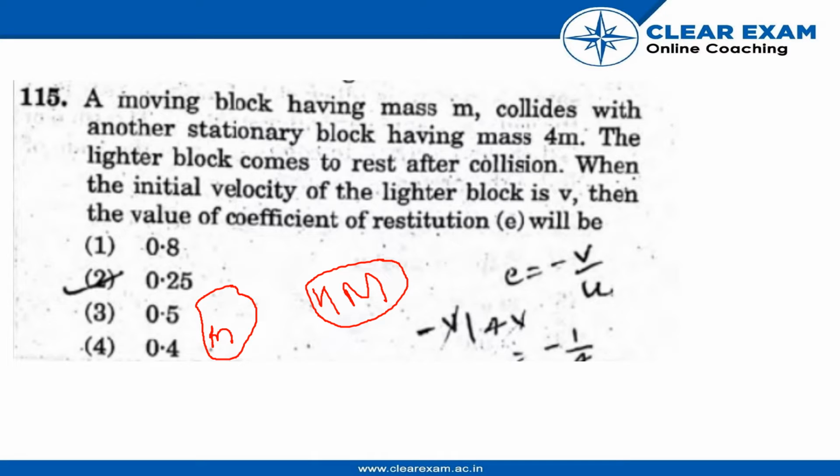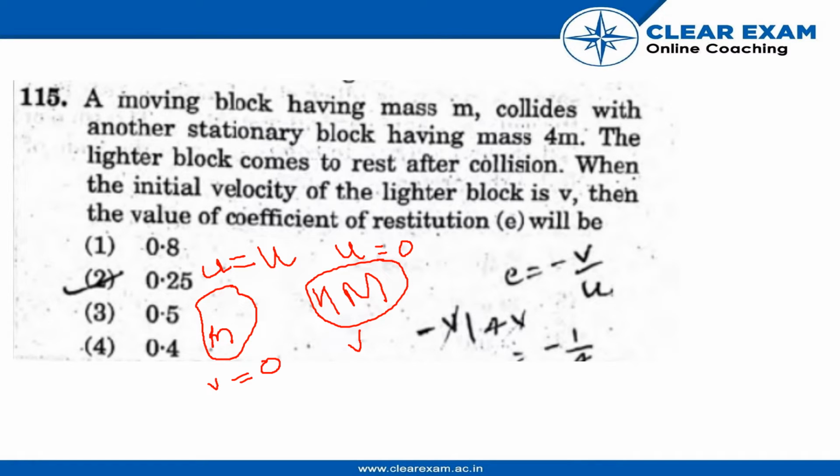Now the initial velocity for the small mass is u itself, and the final velocity is equal to 0, because the lighter block is coming to rest after the collision according to our question. For the bigger mass, the initial velocity will be 0 and the final velocity will be v itself. We need to find it.